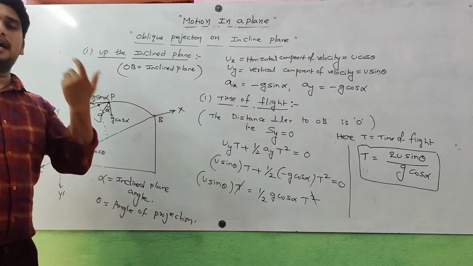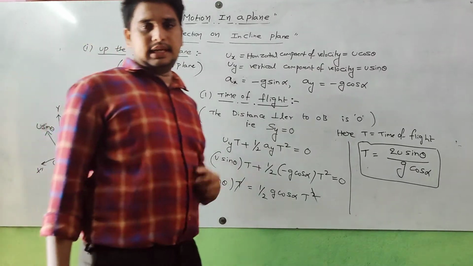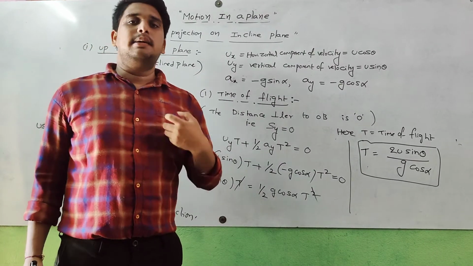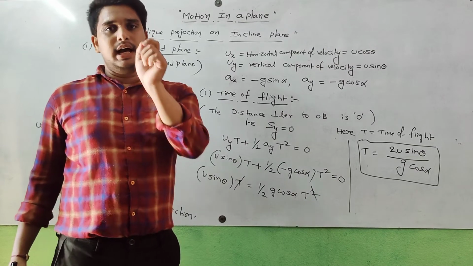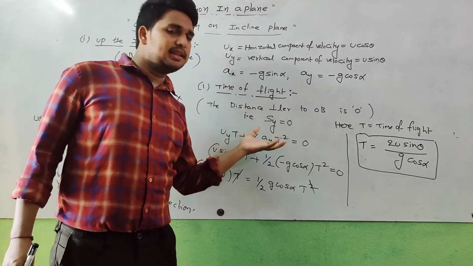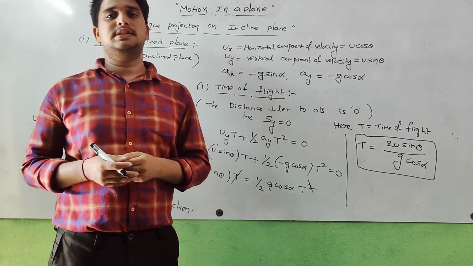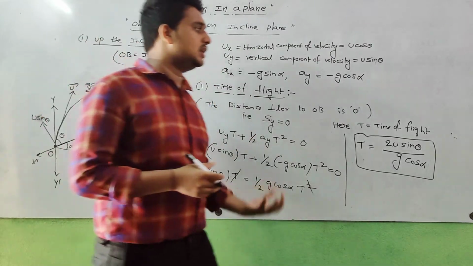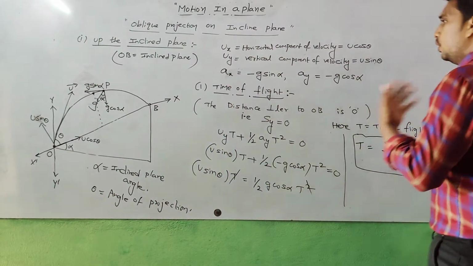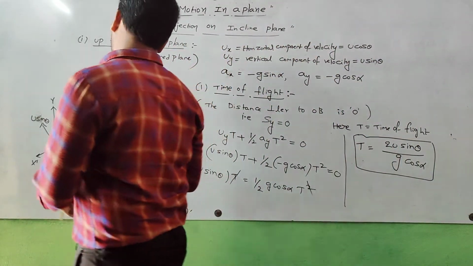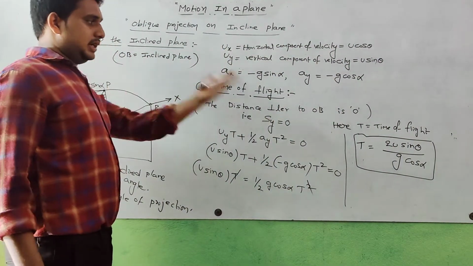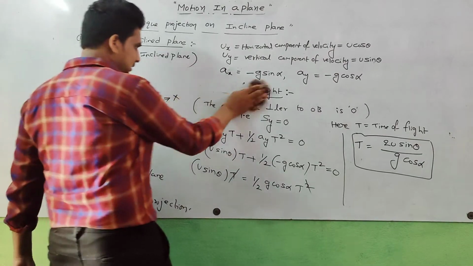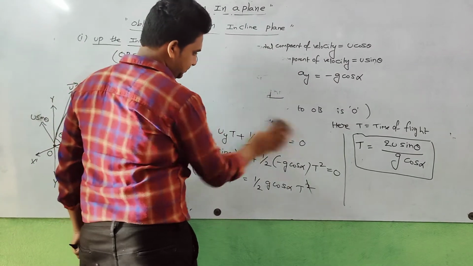After this we are going to calculate maximum height, and after that we will calculate range. Before calculating maximum height, I'll discuss a simple example problem based upon this concept. After completion of this problem, you will get a clear idea about this topic. So I hope you understood this. Now I'm going to discuss one example problem based upon time of flight on an inclined plane. 2u sin theta by g cos alpha is the formula of time of flight.